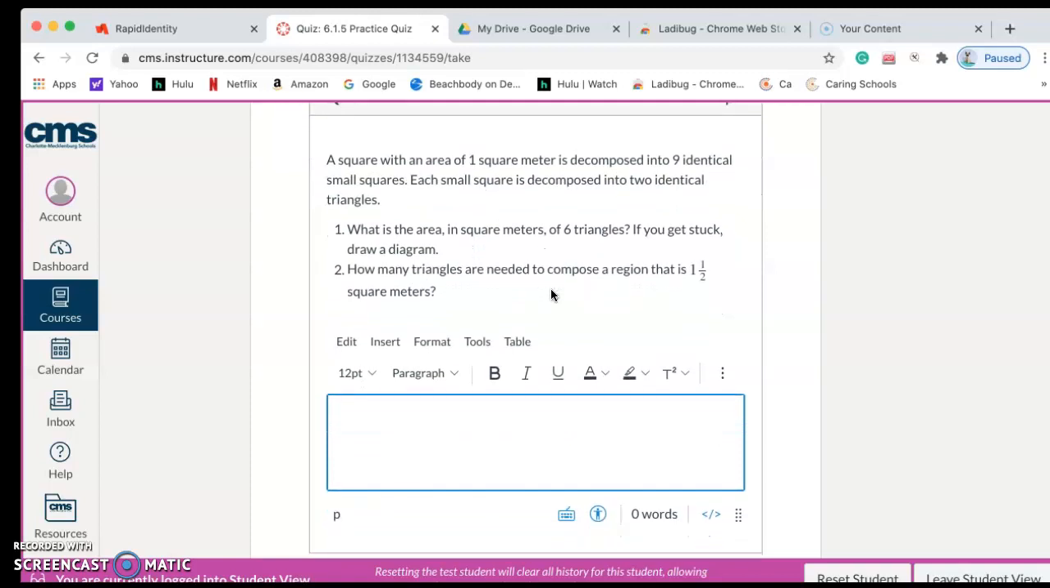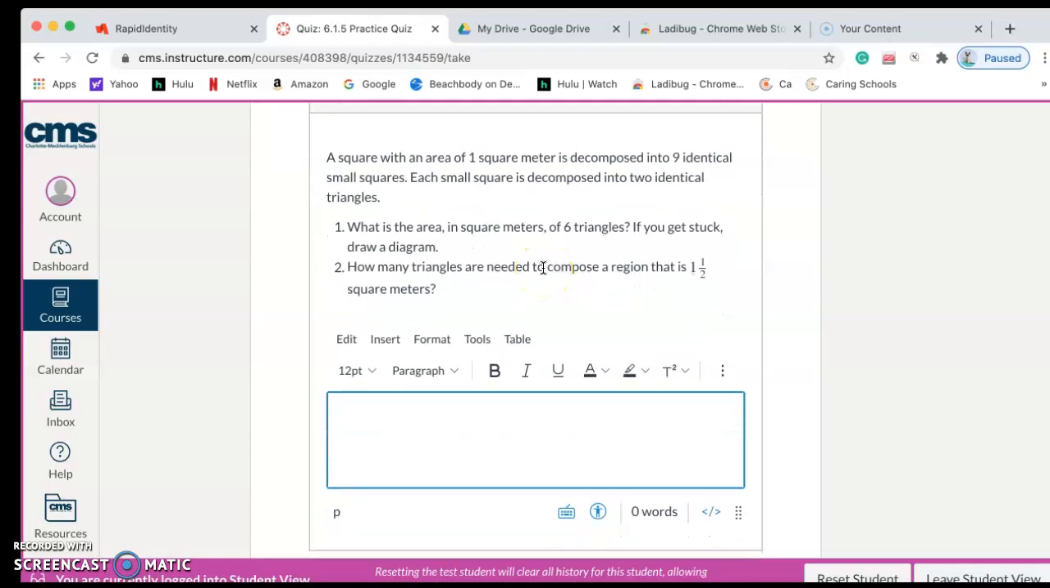All right, this one was pretty interesting. I kind of like this one. It says a square has an area of 1 square meter, and it's decomposed into 9 identical small squares. Each small square is then decomposed into 2 identical triangles.